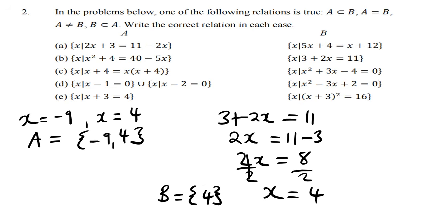Okay, so now what are we going to conclude? We're able to see that B is only 4, but A has elements negative 9 and 4. So which one is a bigger set between the two? You're able to see that A is a bigger set. Therefore, the conclusion will be B is a proper subset of A. So the condition it satisfies is this one. So that is how we solve this part. Let's solve C.